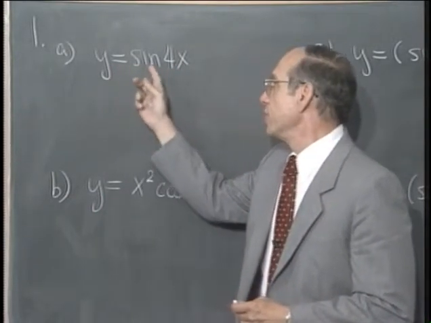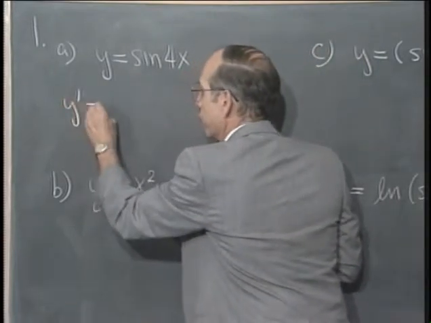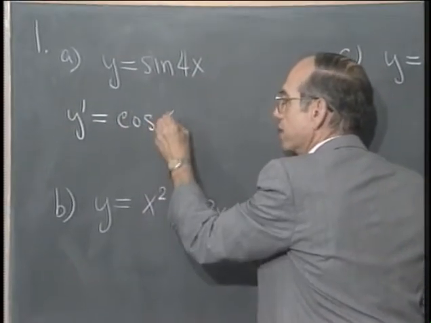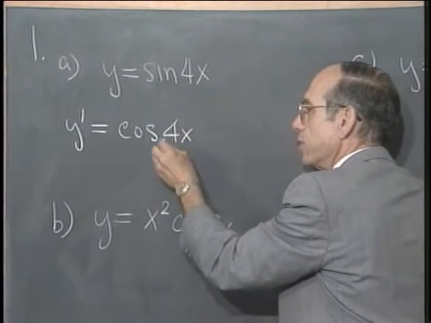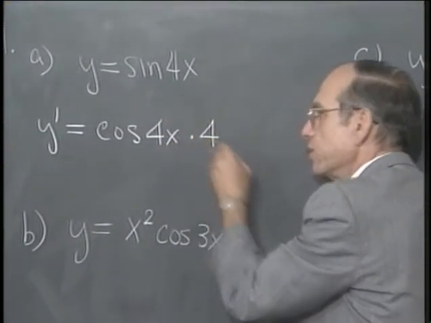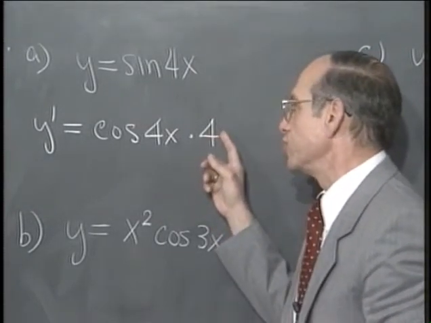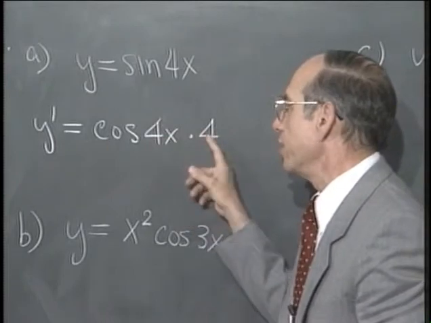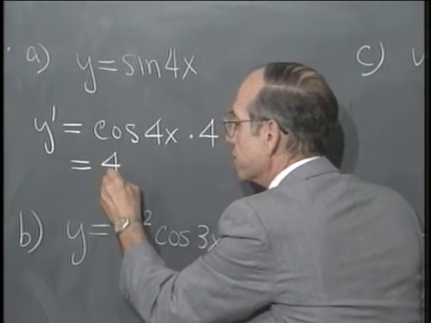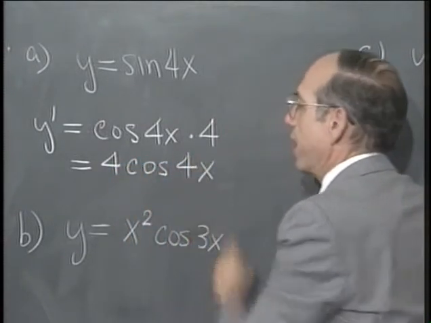This is of the form sine of u. So y prime, the derivative, is the cosine of 4x, that is the cosine of u, times du dx, that is times the derivative of 4x, which is 4. Now, traditionally, people write the algebraic portion in a product before the trigonometric portion. So you'll probably see this answer as 4 times the cosine of 4x.